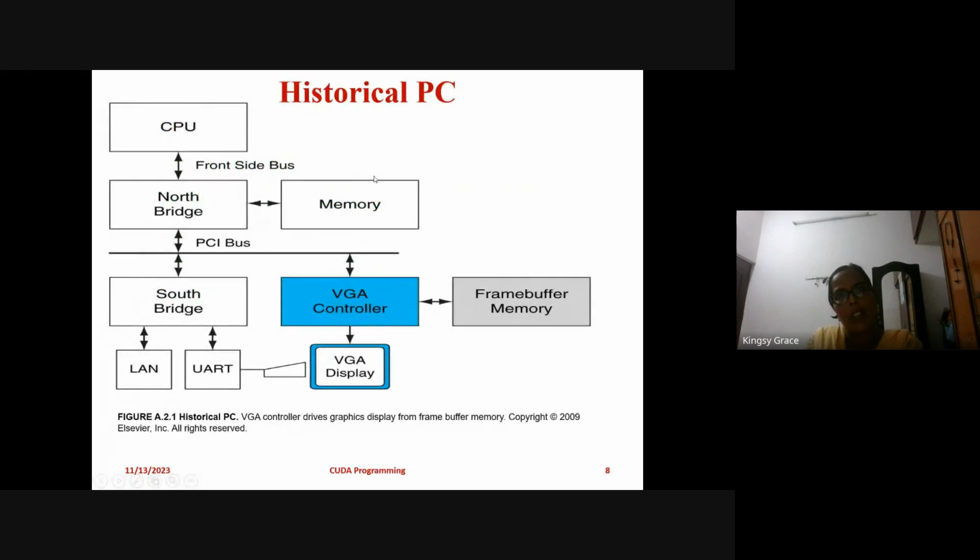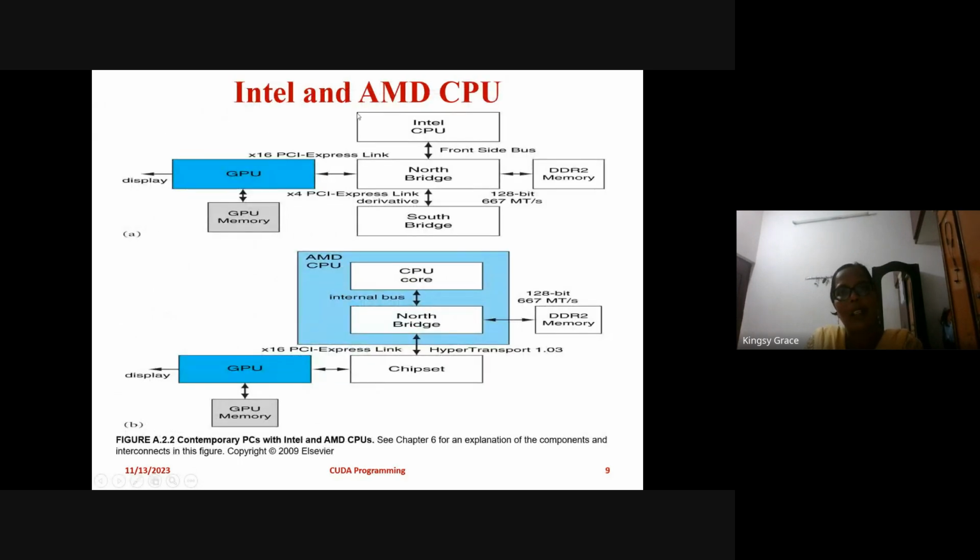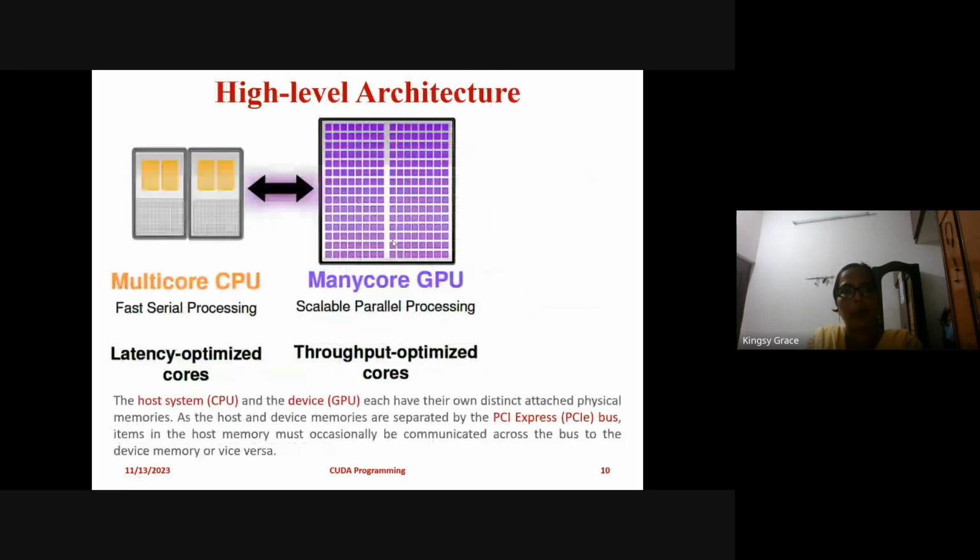So we all know that the historical PC consists of VGA for displaying all the images. The display is basically based on VGA. Nowadays, most computers have GPUs, from Intel and AMD. Here we have separate memory for the GPU and separate memory for the CPU, and all the images are displayed via the GPU, which is connected to the Northbridge through a PCI Express link. It's a specialized connector which connects the GPU.